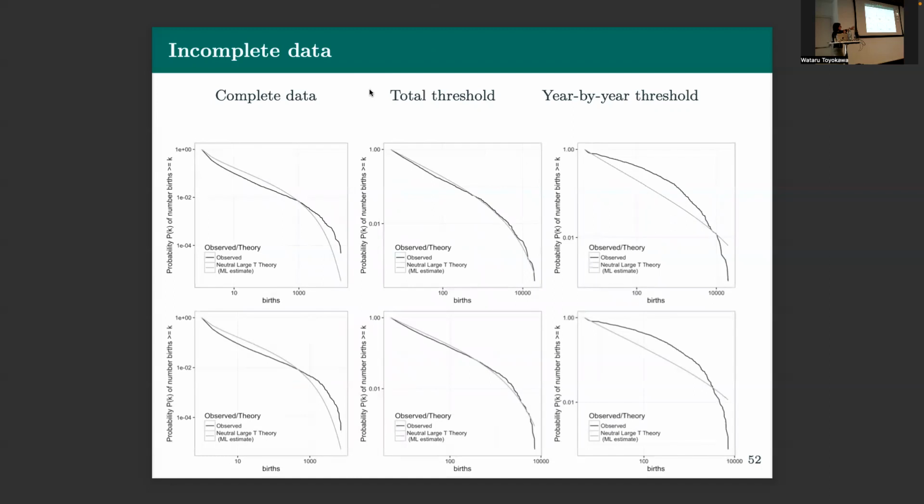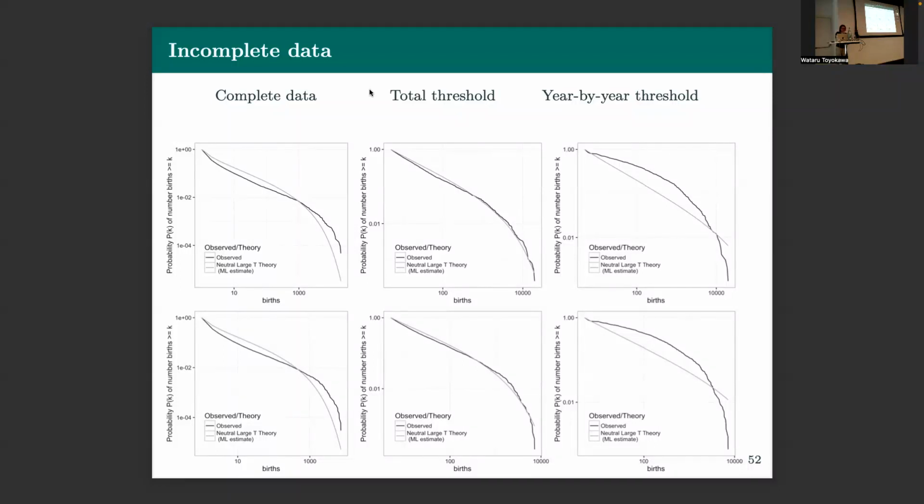On the left side is our complete data set. The middle is when we applied the total threshold, so we just removed everything which has a frequency less than 5. And now you see that theory and data actually match pretty well. If we had just taken the US data, which is pre-processed and doesn't have those rare variants, you would have said, oh yeah, unbiased transmission actually fits perfectly.